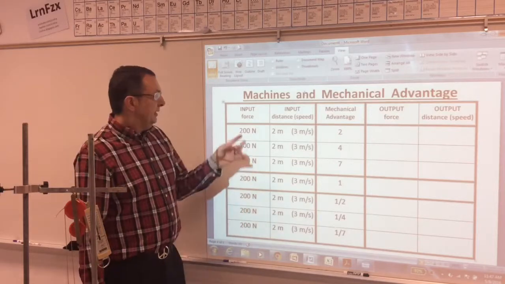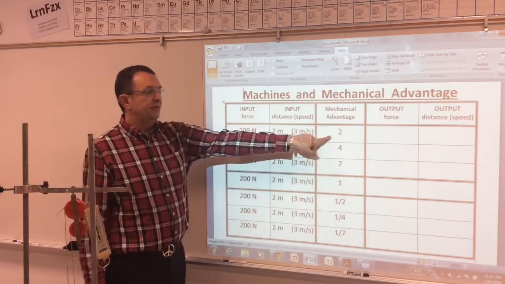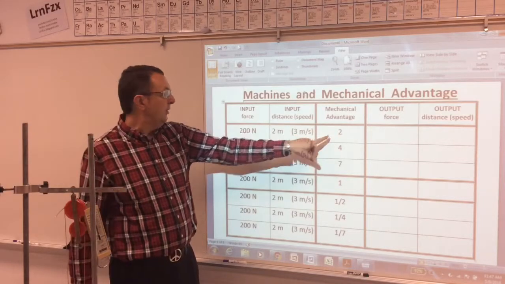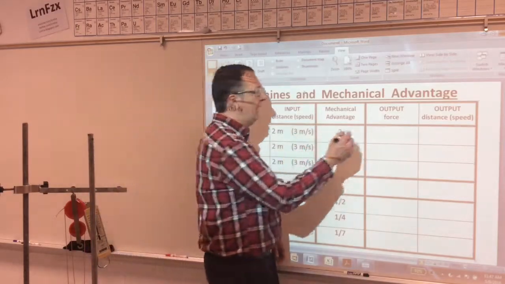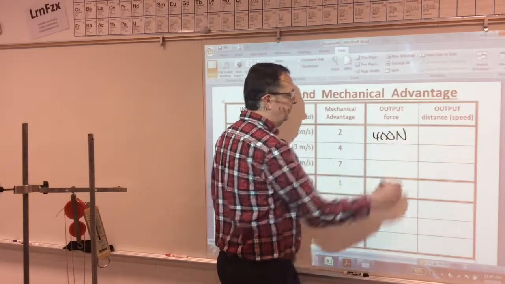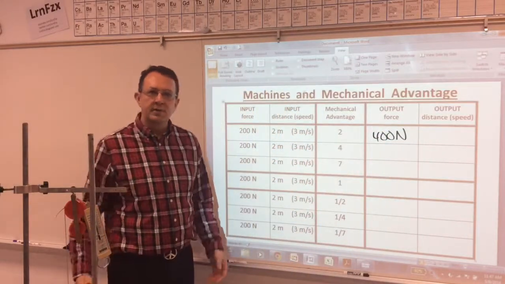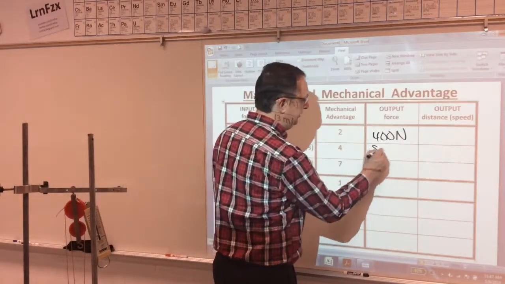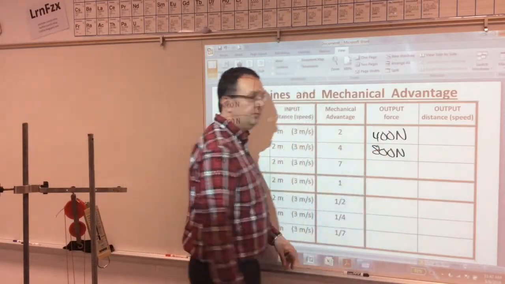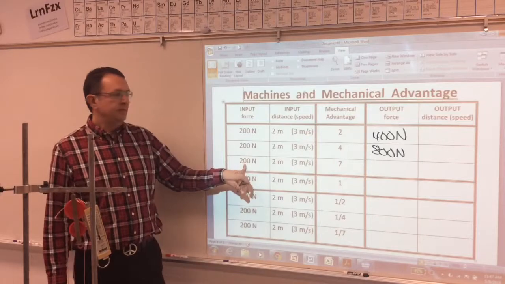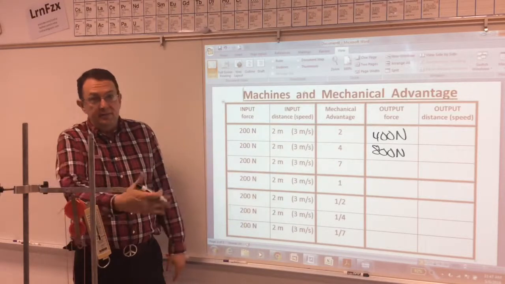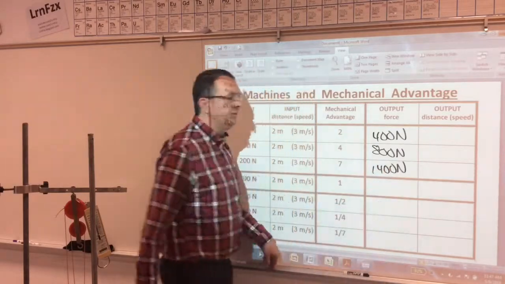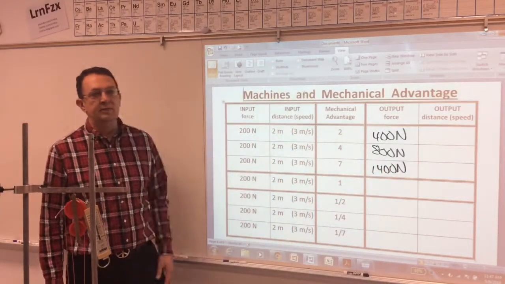So let's do this. All right, 200 newton force, mechanical advantage of 2. Well, this is where everybody thinks all the machines go. 200 times 2 gives you a total output force of 400 newtons. You're like, oh, look at that, it doubled my force. It's a pretty good machine. 200 newtons times 4 gives you 800 newtons. And of course, 200 newtons multiplied by 7, you get the picture, right? You're getting this pattern. 1,400 total newtons of output. You know, oh, that is a really good machine.